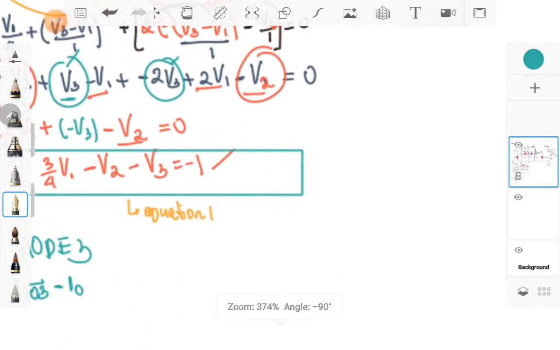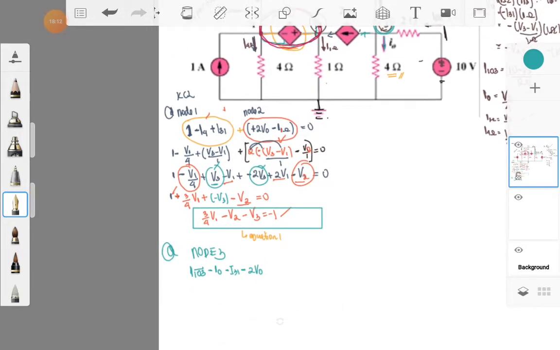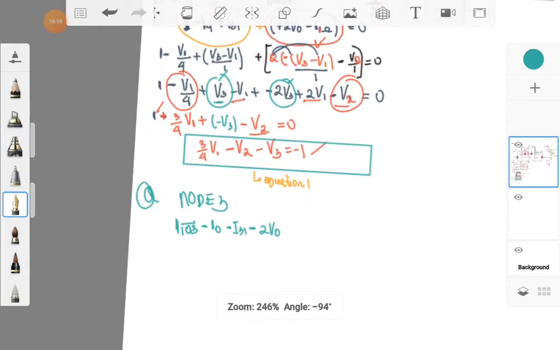Negative I31 and negative 2VO. Always take note of the direction of your currents when you have already identified or established it. Please do not change it, and use that direction as you go on in solving the different equations that you are going to get in your nodal analysis.